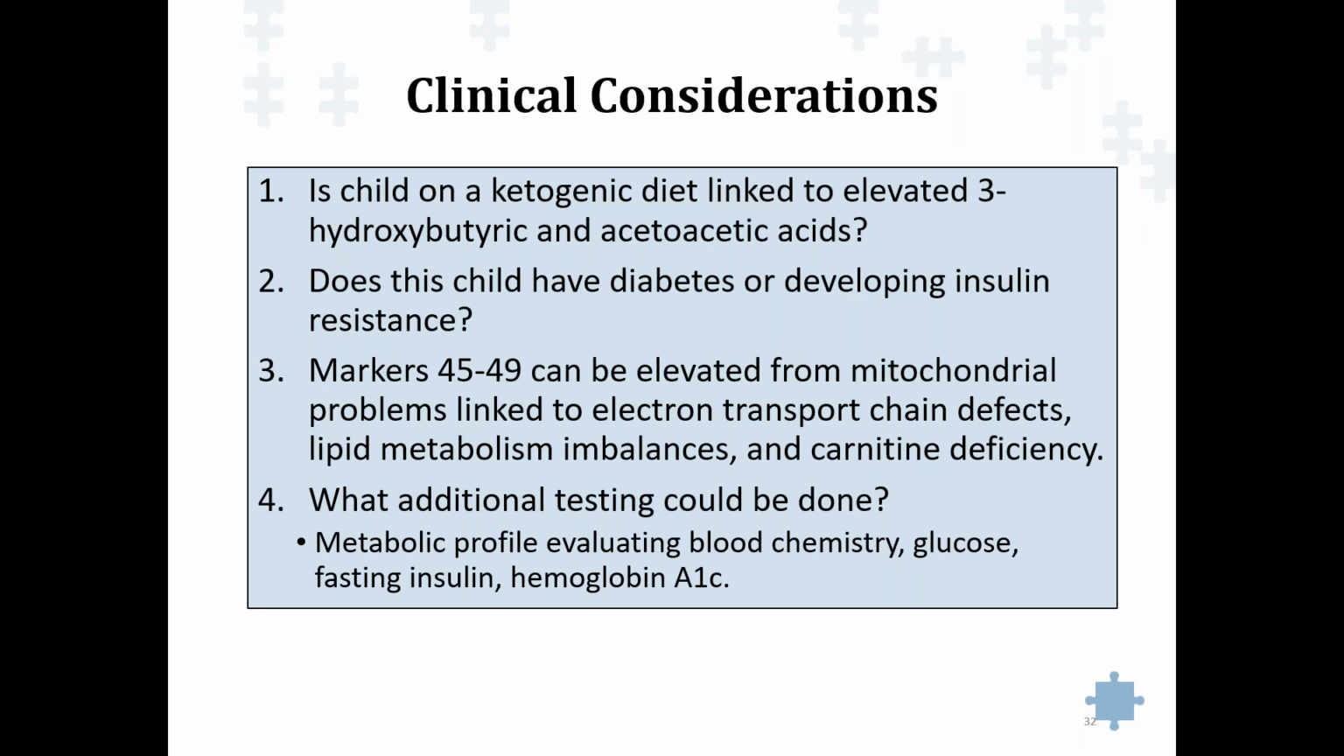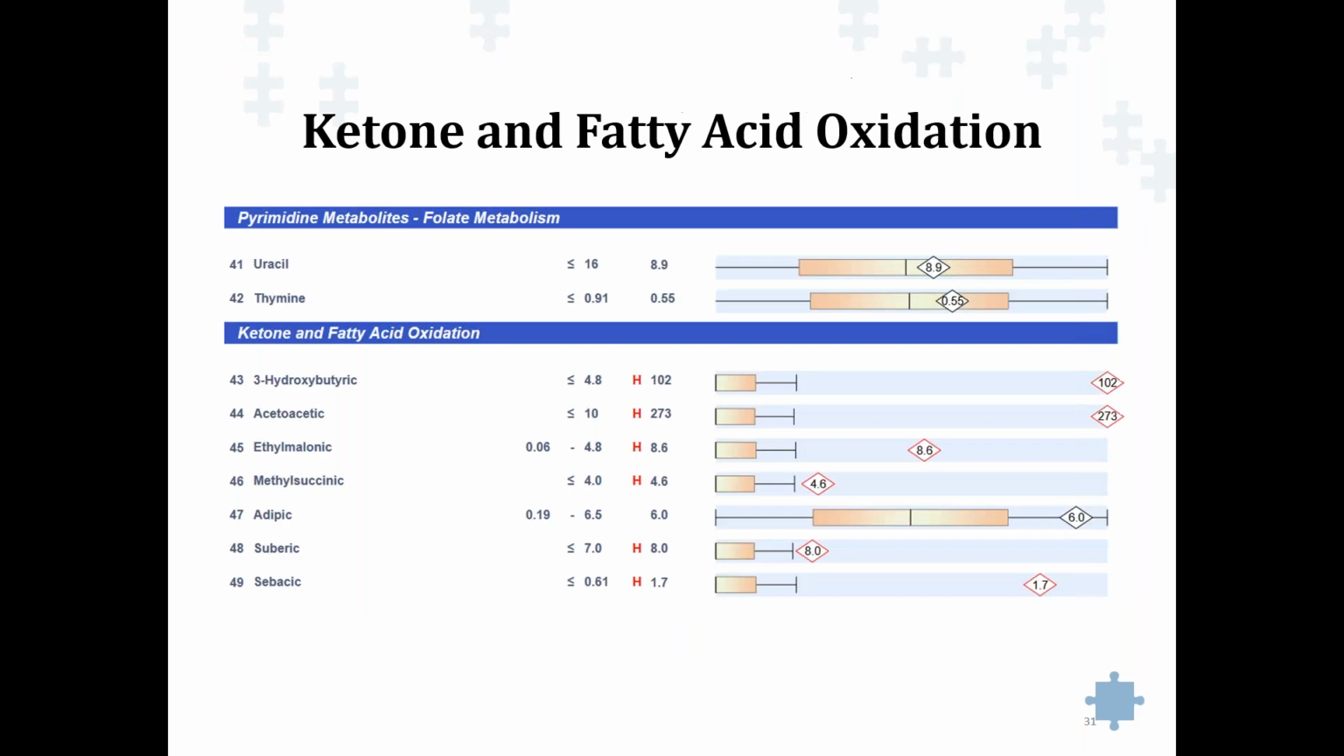More likely than not, we're dealing with some kind of imbalance within the electron transport chain or within the mitochondria with regards to how fat is processed. Some of this could be nutrient deficiency based. And another pattern that can be associated with elevations of 3-hydroxybutyric and acetoacetic is a need for additional niacin or vitamin B3.